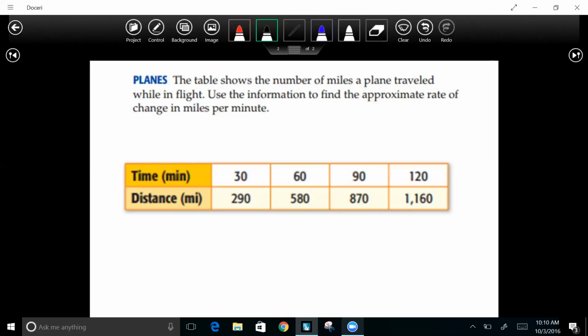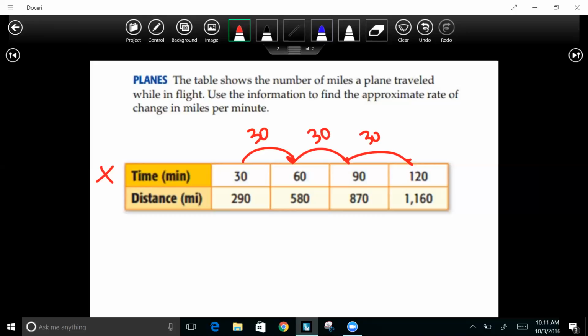So looking at this one, what do you think our input is? What's my x in this case? My time. You're right. How much is it increasing by from 30 to 60? 60 to 90? So it's giving us increments of 30 minutes per take.